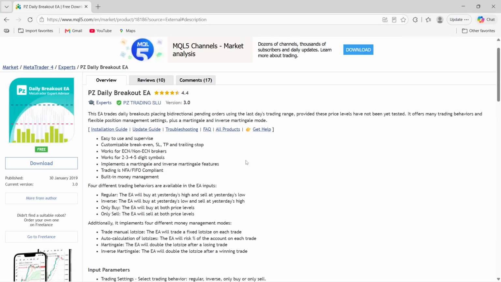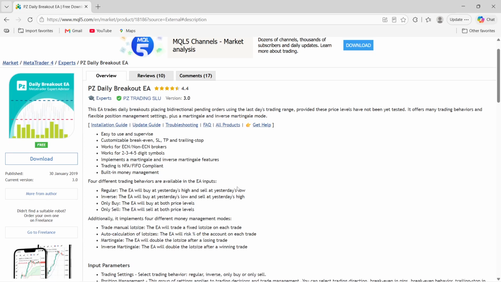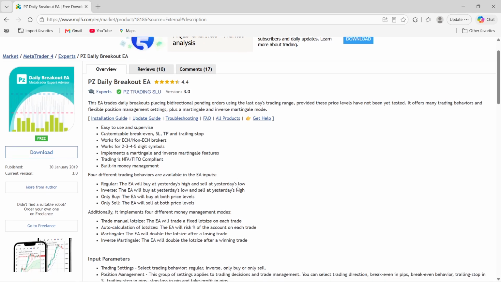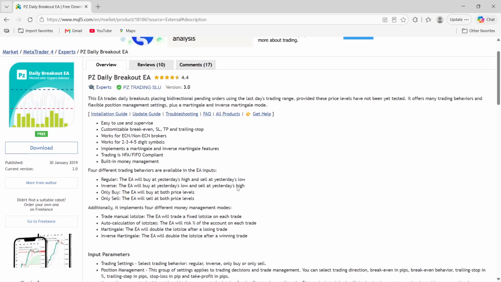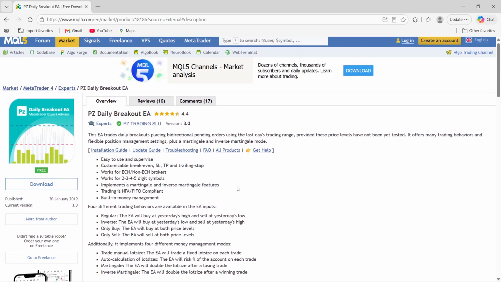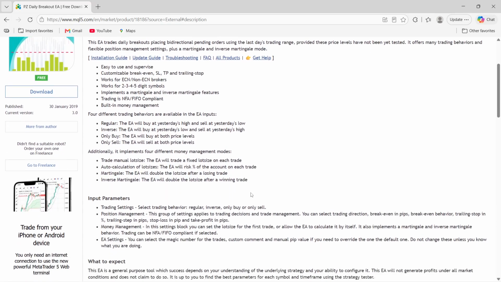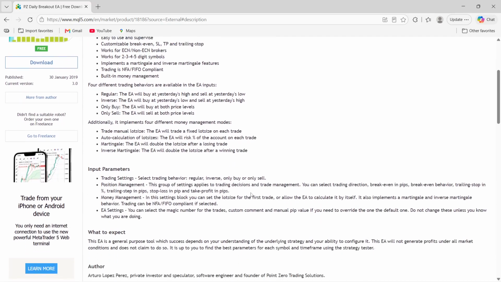Alright, so let's get right into it. The core idea for this EA is classically daily range breakout trading. The EA looks at yesterday's highs and lows, those key levels from the prior day's trading range. Then it places bi-directional pending orders around them, but only if those levels haven't been tested yet that day. The untested filter is meant to keep it focused on fresh opportunities.